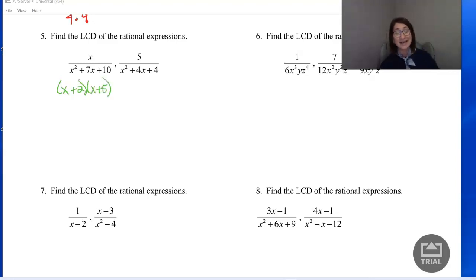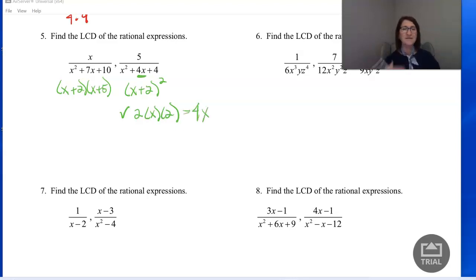Now for my second denominator, I'm going to do the same thing. That looks like it could be a perfect square trinomial, which would be x plus 2 squared. And sure enough, if I check it, it would be 2 times x times 2, which gets me back to that 4x. So that proves that yes, that is a perfect square trinomial. So I factored it correctly.